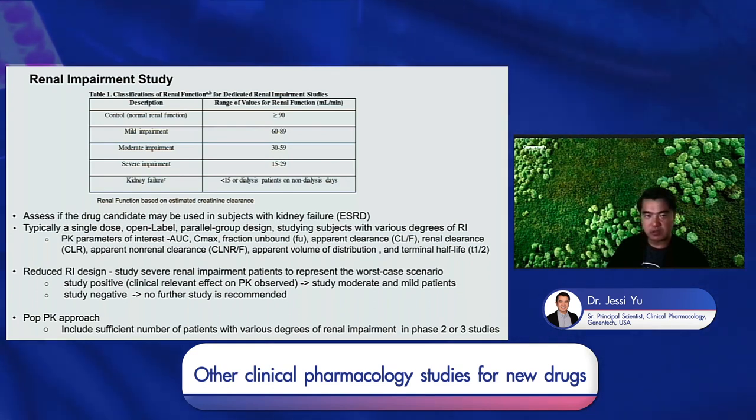The alternative approach would be, without doing a dedicated study, to use population PK characterization to assess the impact of renal impairment on your drug exposure. But in order to do that, you have to convince your team to allow enrollment of subjects with various degrees of renal impairment in your phase 2 or phase 3 study. And the last approach is actually not typically being done right now.